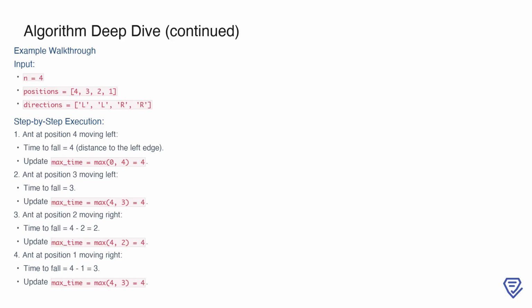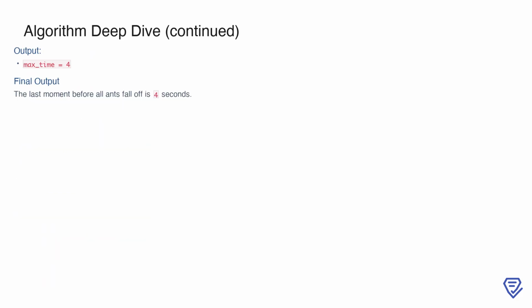After processing all ants, the maximum falling time is 4. The final output of the algorithm is max_time equals 4. This means the last moment before all ants fall off the plank is 4 seconds. By leveraging the simplification of collisions and focusing only on the maximum falling time, we've solved the problem efficiently with minimal computation. This approach ensures clarity and handles all edge cases seamlessly, providing a robust solution to the problem.